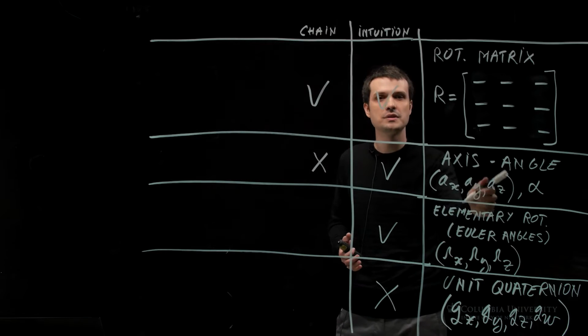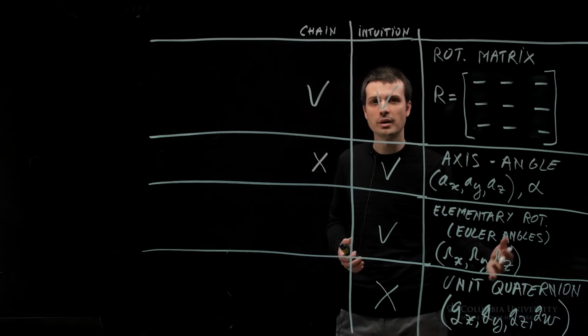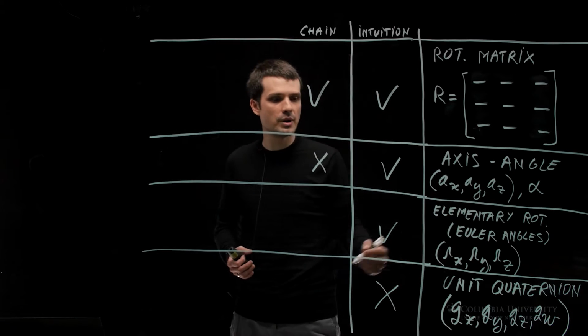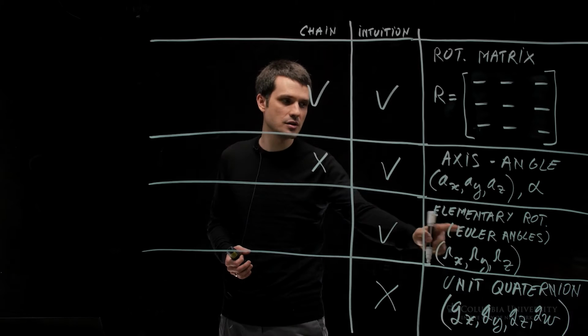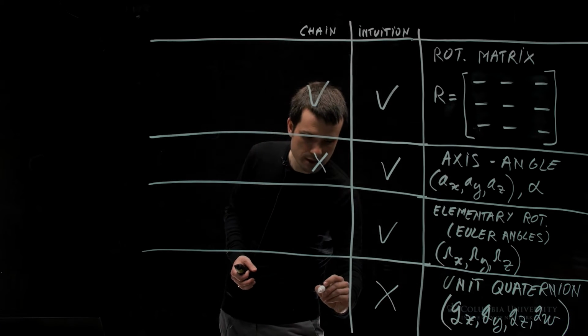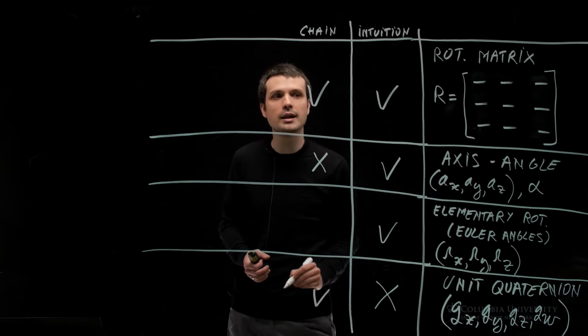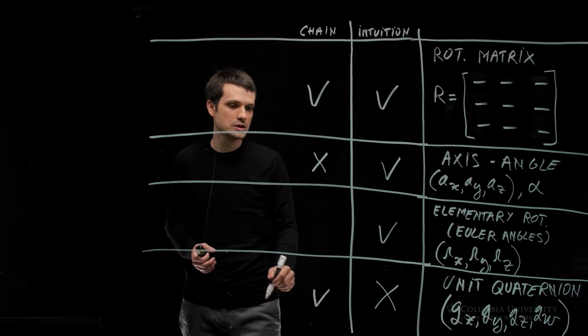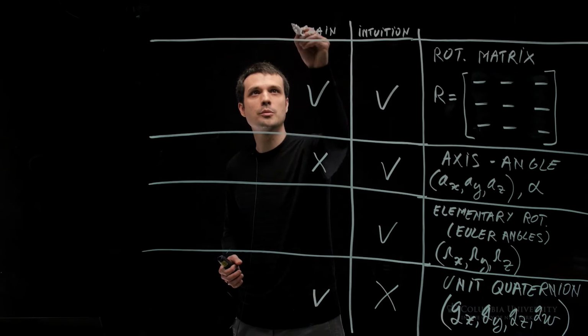If I give you 2 of these and say you have to do one followed by the other, how do you obtain the equivalent transform? Depending on which axes are chosen for the Euler angles, it can be easy or it can be hard. For quaternions, it's very easy to chain them because you just multiply the 2 quaternions together. So this is very, very easy to use as well, very easy to perform the multiplication.